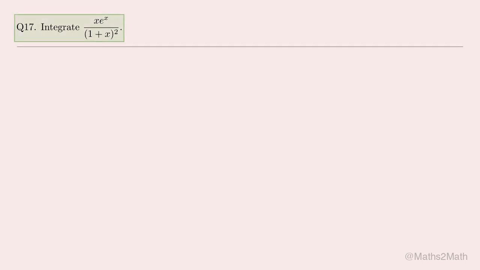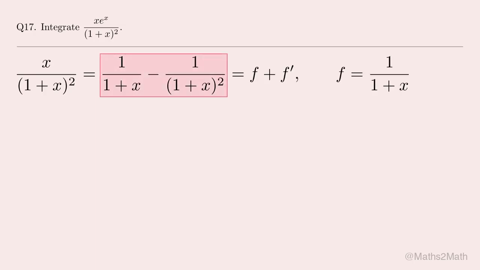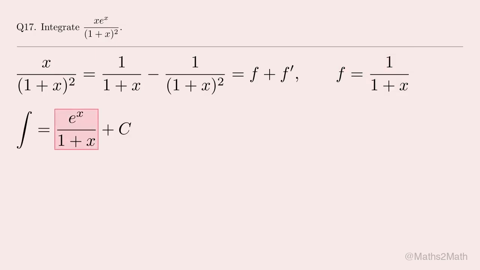Question 17. Massage the fraction into f plus f prime. Write x as 1 plus x minus 1. The split gives 1 over 1 plus x and minus its square. Exactly f and f prime. The pattern collapses the integral.